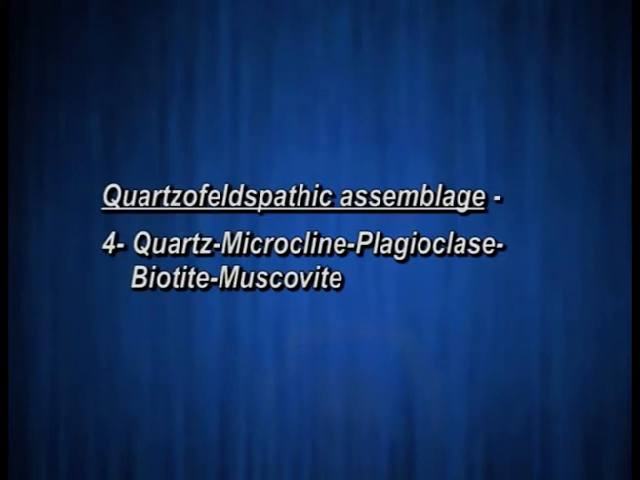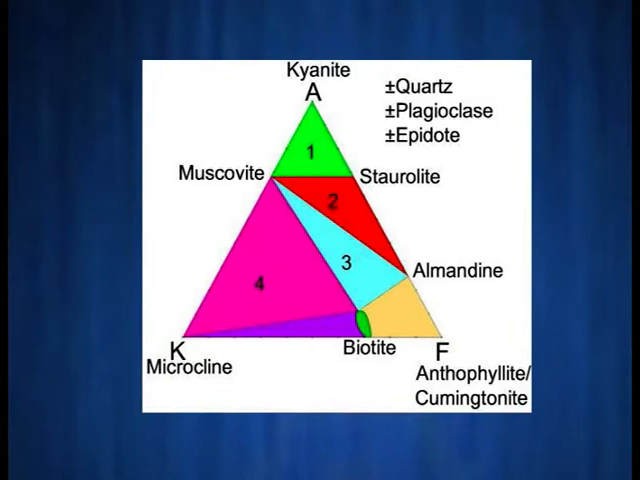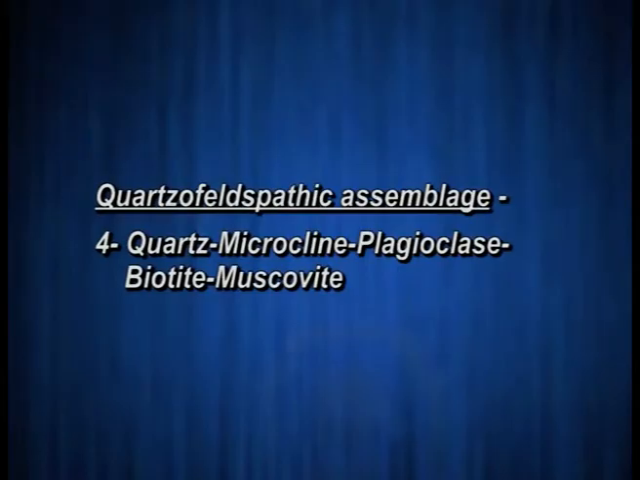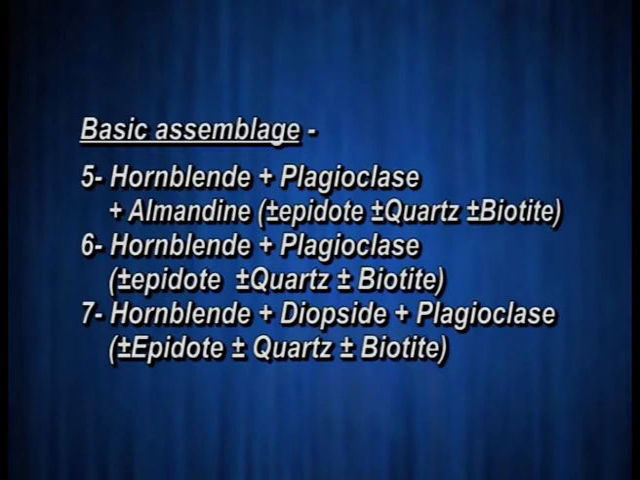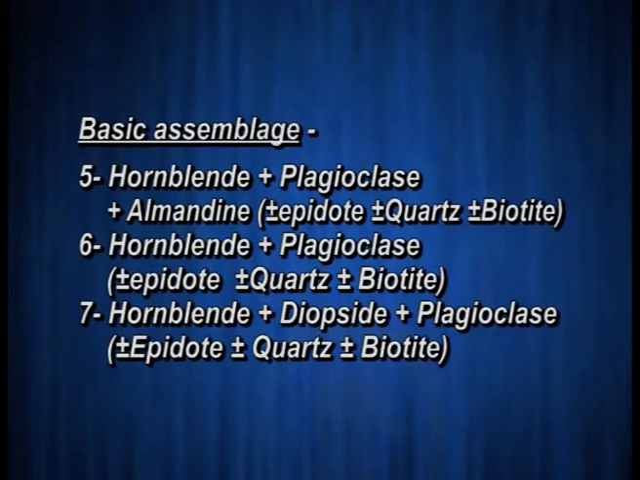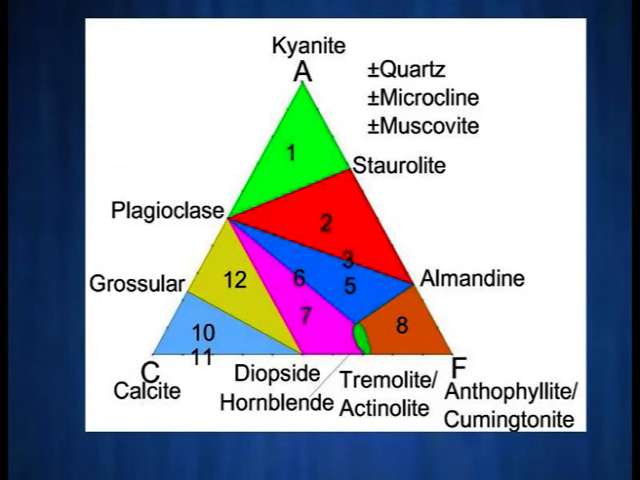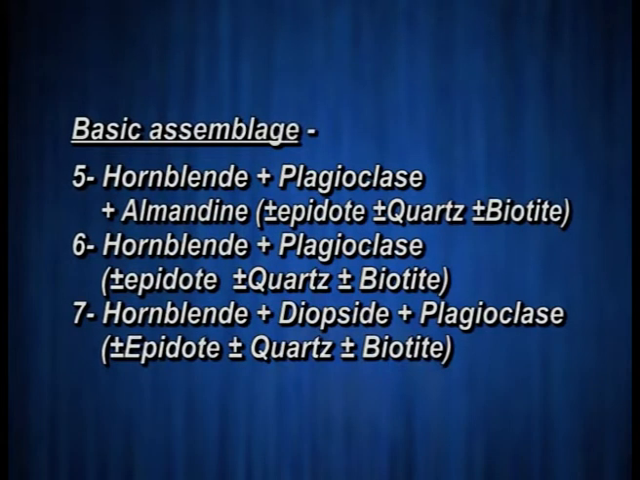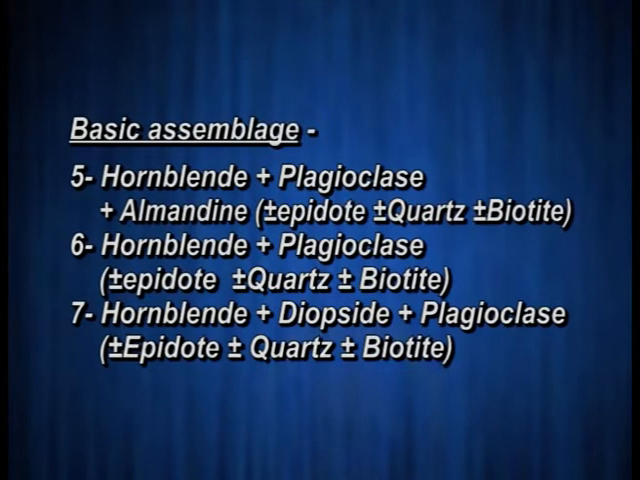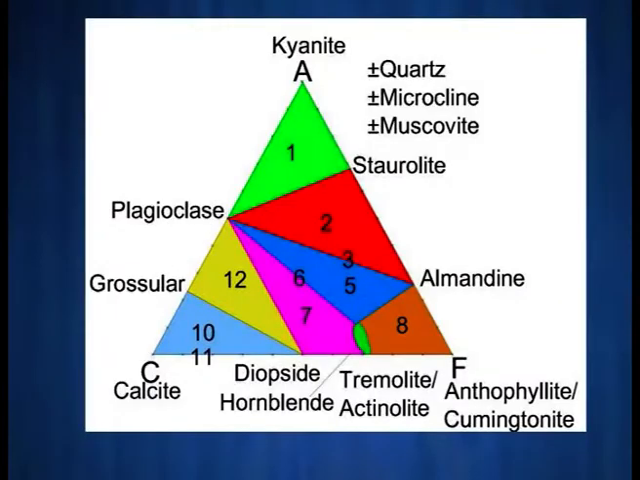Quartzo-feldspathic assemblage. Assemblage 4 is quartz, microcline, plagioclase, biotite, muscovite. Another important assemblage is the basic assemblage. Assemblage number 5: hornblende plus plagioclase plus almandine garnet plus or minus epidote plus or minus quartz plus or minus biotite. Assemblage 6: hornblende plus plagioclase plus or minus epidote plus or minus quartz plus or minus biotite. Assemblage 7 is hornblende plus diopside plus plagioclase plus or minus epidote and plus or minus quartz.